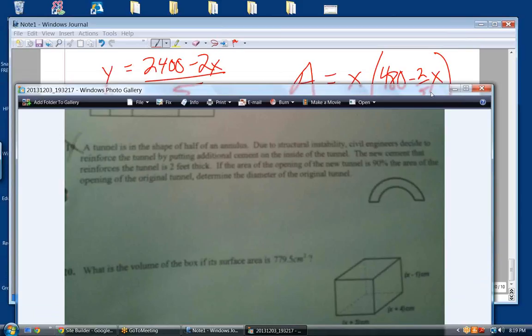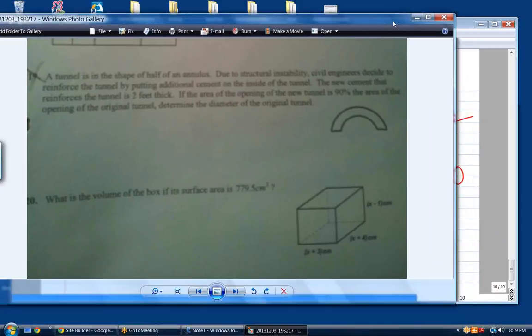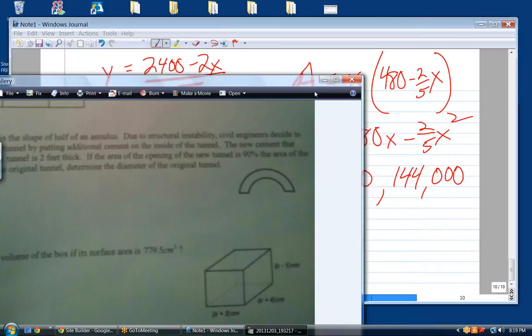These ones are easy. They just are a pain to type into the calculator. Yes. All right.